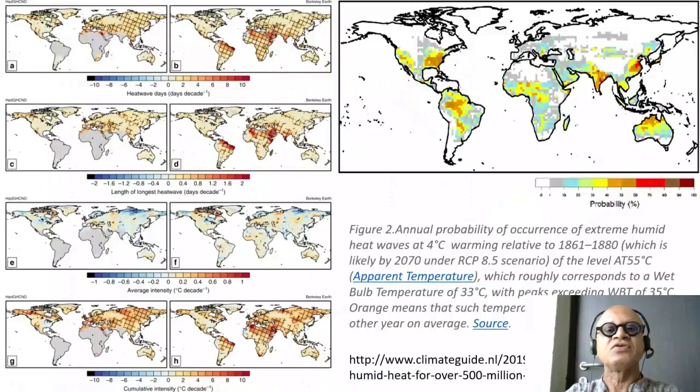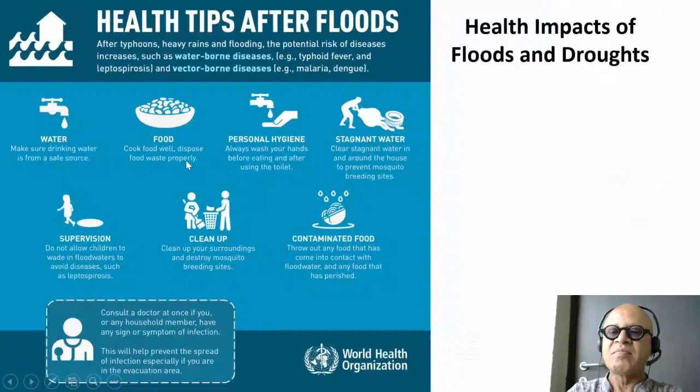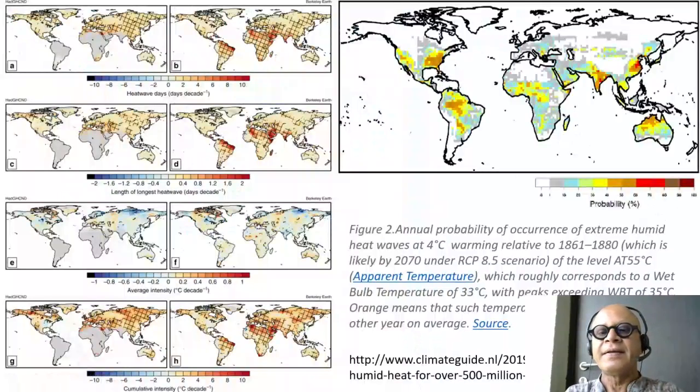Okay, anyway, those are the kind of things. This one we already looked at, in terms of the heat wave days. So this is the trend over the period of 1980 to 2013, or whatever the number we mentioned before. So we looked at heat wave days in days per decade, length of the longest heat wave in days per decade, average intensity in degrees centigrade per decade, cumulative intensity, as we saw. So that comes from there, that you can go and look at.